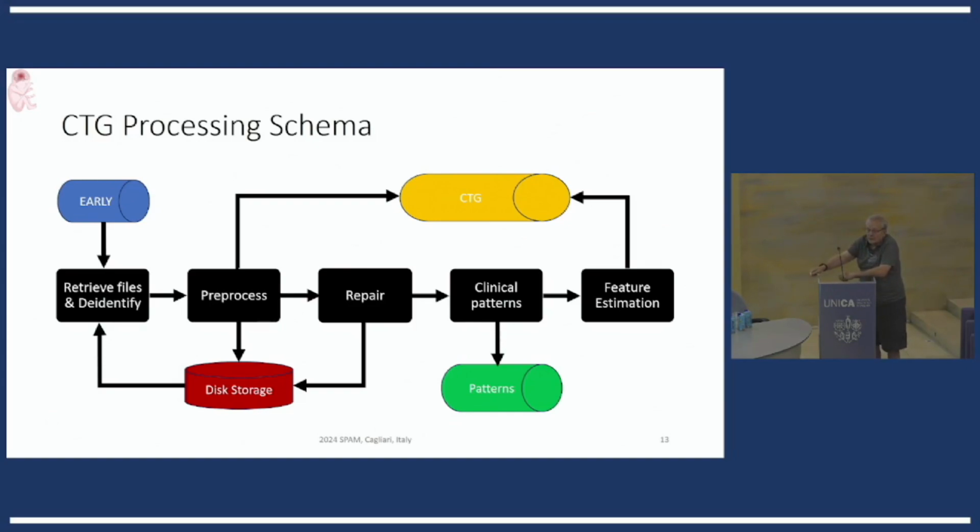After it's repaired, it goes through the clinical pattern identification, in which the Paragen software identifies at each sample whether or not it's in a particular pattern. And then the pattern information is stored in the patterns database. It then goes on to feature estimation, where we divide each CTG signal into epochs and estimate a whole series of FHR and other features, both epoch-based and within each epoch according to each pattern. So we have FHR features for the whole epoch and FHR features for a particular pattern. That information is stored in the CTG schema.